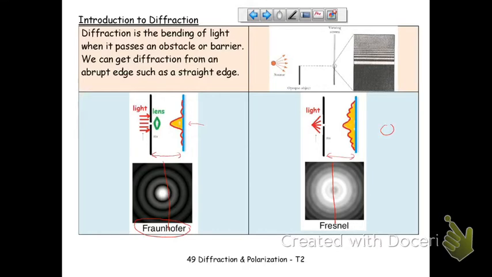All I need you to do is to be able to know the difference between the two. Know the two terms, know the difference between the two. That's as far as we go. If you do more with optics, you'll do more about this.